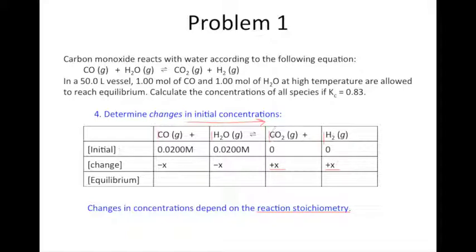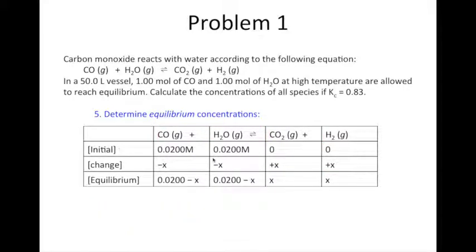Again, if we had a 2 coefficient in front of, say, carbon dioxide, then this would be plus 2x, because for every 1 mole that we lose, we would form 2 moles of carbon dioxide. But in this case, everything is a 1-to-1 relationship stoichiometrically, and so our concentration of reactants will be minus x and products will be plus x. Again, these are only minus x and these are plus x because the reaction is going from left to right. If the reaction went the other way, from right to left, then the products would be minus x and the reactants would be plus x. So please keep that in mind.